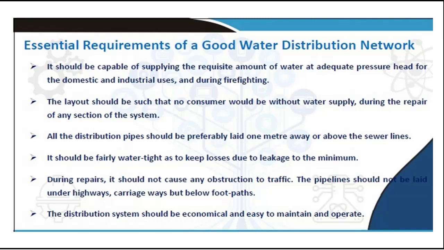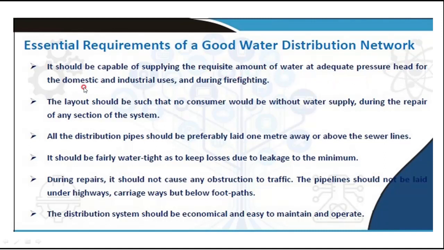What are the essential requirements of a good distribution network? Some points are there here. It should be capable of supplying the requisite amount of water at adequate pressure head for domestic and industrial uses and during firefighting. Okay, understand this one. When you provide a distribution system, you should see some factors. What are those? You should know how much demand is there. That demand should be fulfilled through that distribution system.